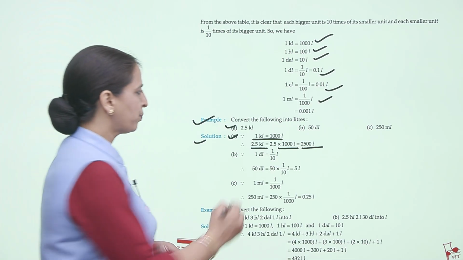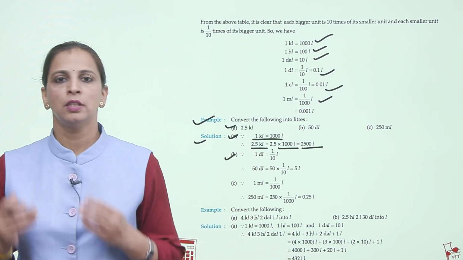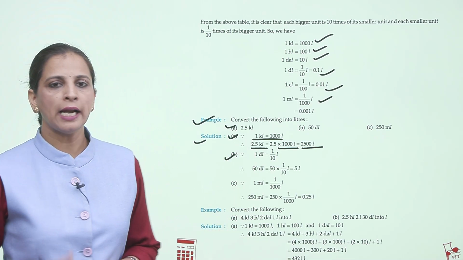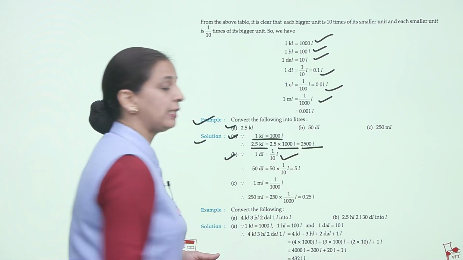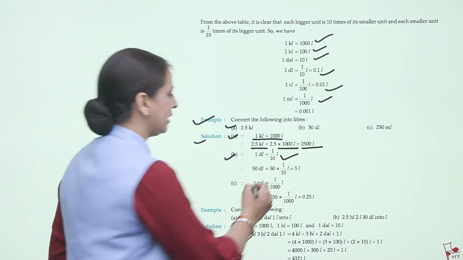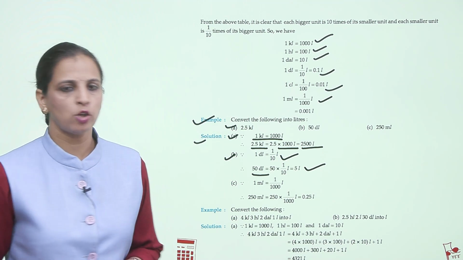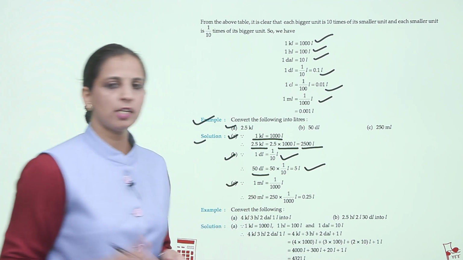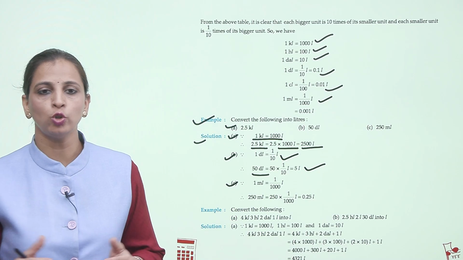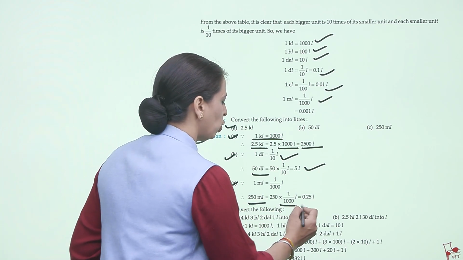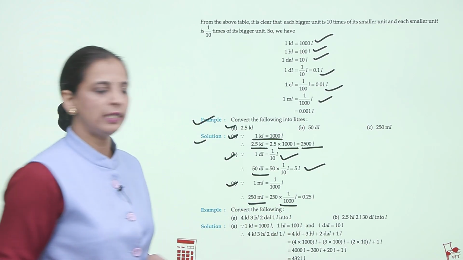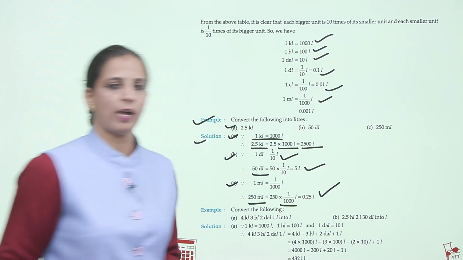Now B part, 50 deciliter. We know that 1 deciliter is equal to 1 upon 10 liters. So 50 deciliter is equal to 50 multiplied by 1 upon 10, that is equal to 5 liters. Now C part, 1 milliliter is equal to 1 upon 1000 liters. So 250 milliliter is equal to 250 multiplied by 1 upon 1000 liters is equal to 0.25 liters.